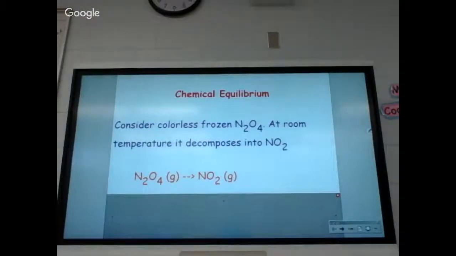So, this is one process. And you'll notice that I drew one arrow. Now, part of our discussion today is going to revolve around how to draw the arrow.